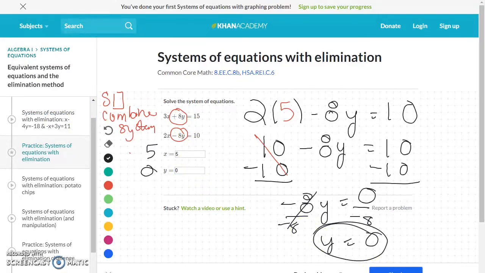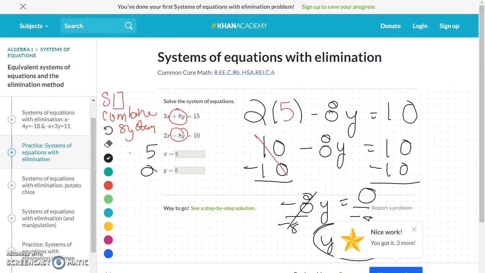I'm typing it in, I'm clicking check, and yay, I got it right. Woohoo! There are other examples here for you to try.